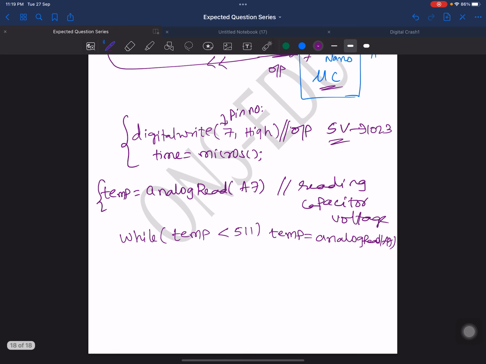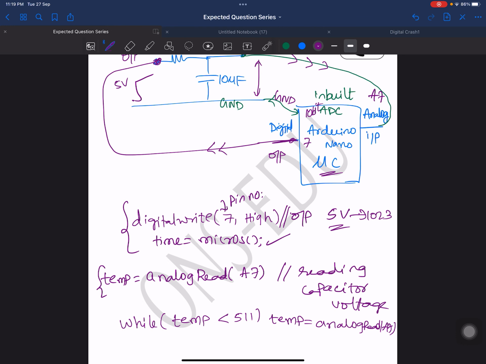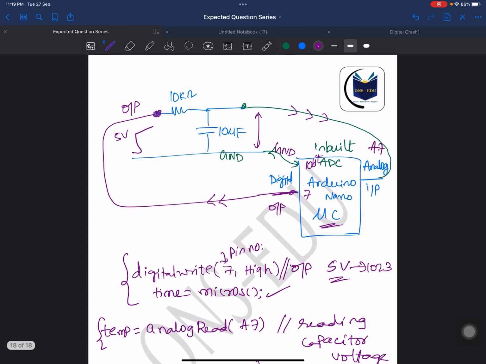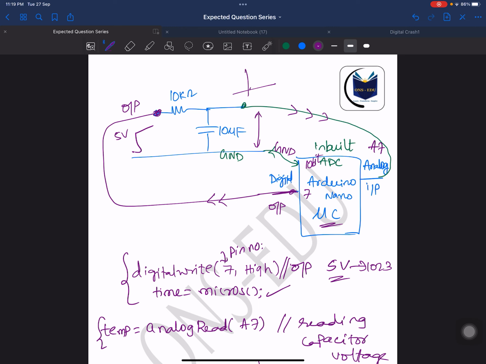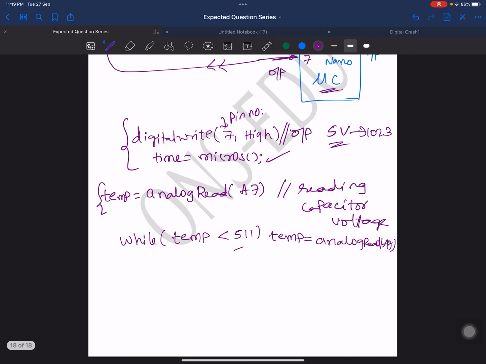What I'm trying to do is give 5 volts here. Once I give 5 volts, I'm marking the time instant: when did I give 5 volts? I'm marking that time. Second, I'm reading the capacitance value, which is increasing like this. Till what point should I read? I should read till the midpoint.